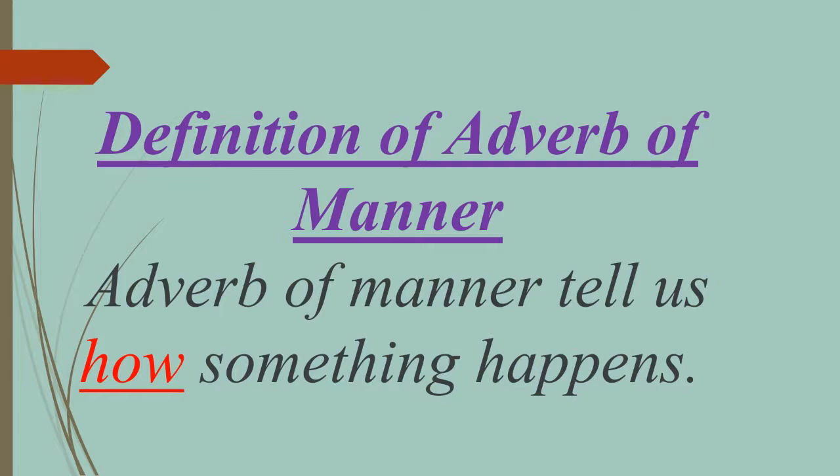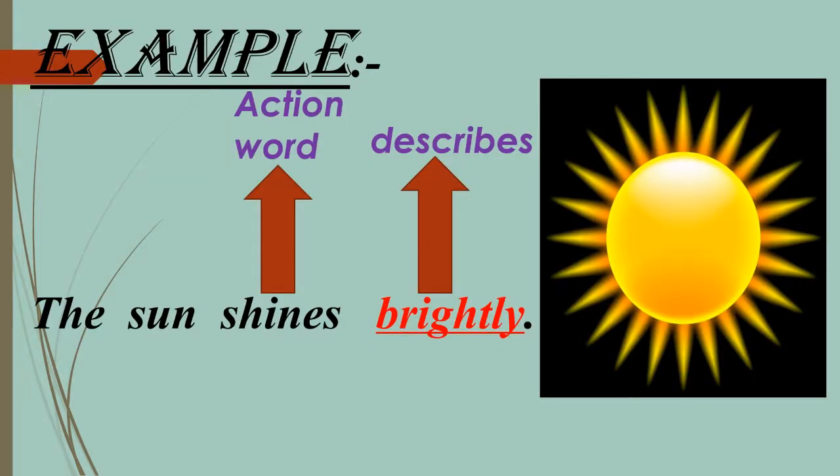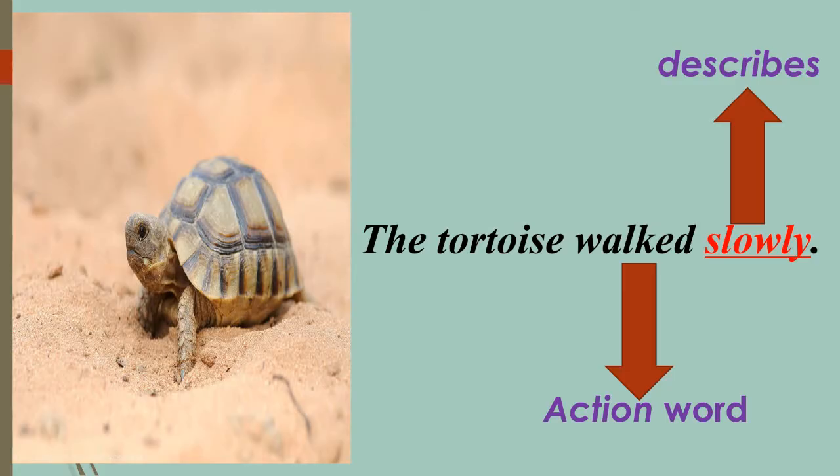Let's see the examples with different pictures. Now the example is the sun shines brightly. Here, brightly tells us how the action happens. It describes the action word shines. So, brightly is an adverb of manner in the sentence. Another example, the tortoise walked slowly. In this example, the word slowly tells us how the action happens. It describes the action word walked. So, slowly is an adverb of manner.